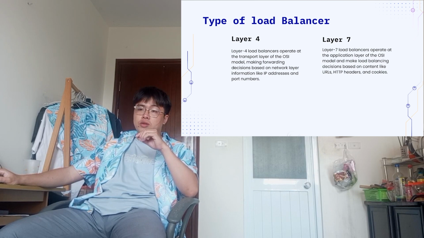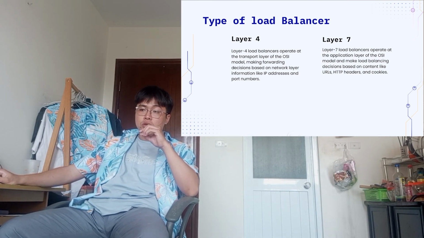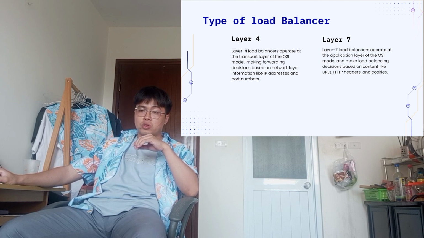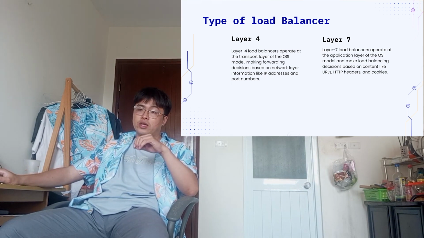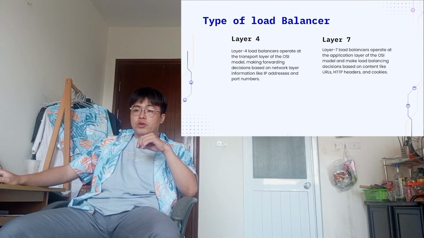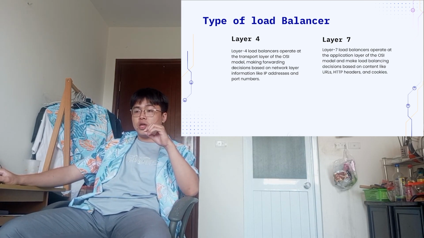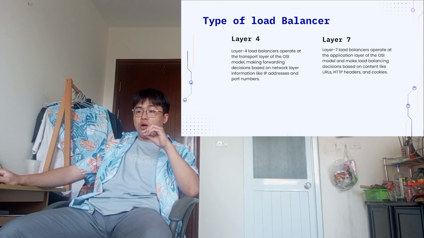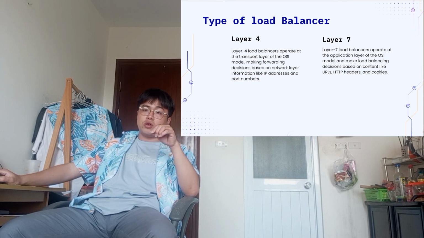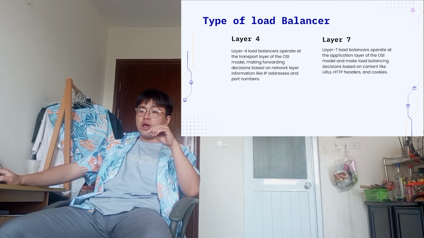Layer 7. A Layer 7 load balancer operates at the application layer of the OSI model. It can make load balancing decisions based on content, including information such as URLs, HTTP headers, or cookies. Key features of a Layer 7 load balancer: it operates at the application layer, with HTTP and HTTPS; content-based routing, which distributes traffic based on content-specific information; advanced routing, making intelligent routing decisions based on application-specific data; and SSL termination, capable of terminating SSL connections.